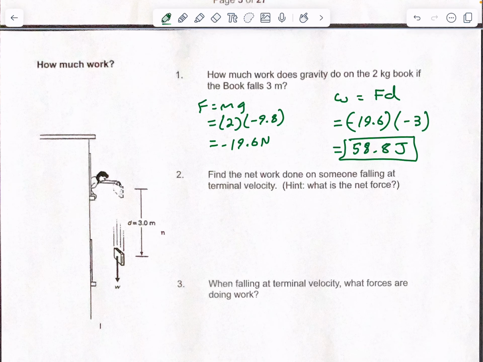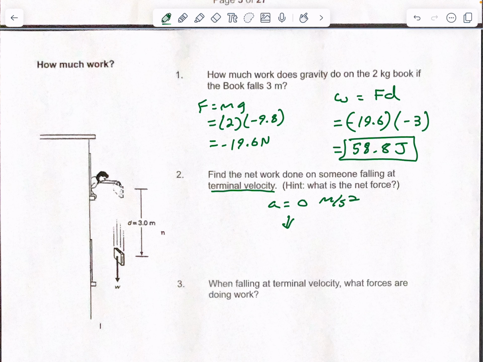Number 2, find the net work done on someone falling at terminal velocity. So terminal velocity means you've reached your max velocity. That means you are no longer speeding up. So if you go skydiving, you will speed up when you jump out of the plane, but you will hit a terminal velocity where that's as fast as you're going to go. So when that happens, that means acceleration is 0. You are no longer accelerating.